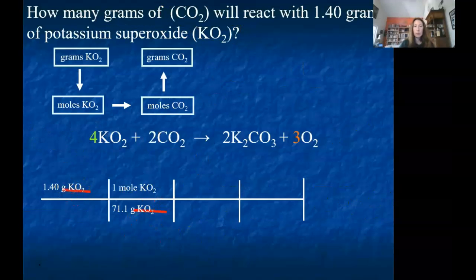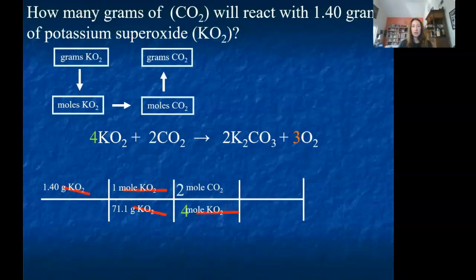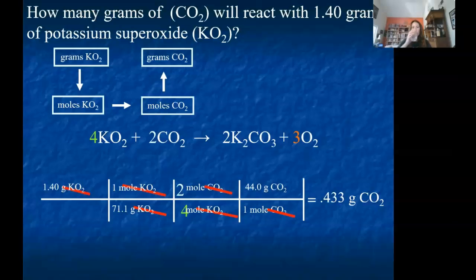So here it is, way prettier. See, this is when we look at the relationship from one to the other. That's the whole goal of this problem. We get those numbers from the balanced chemical equation. Cross off our units. Now we can go to grams. And we get 0.433 grams of CO2. Okay, any questions on this one before we try another? All good? Okay.